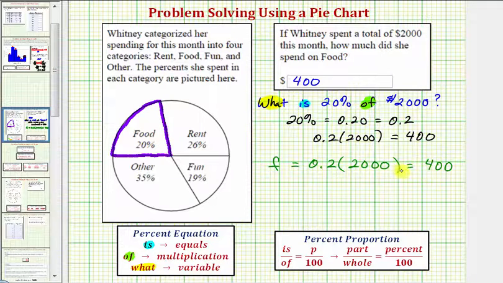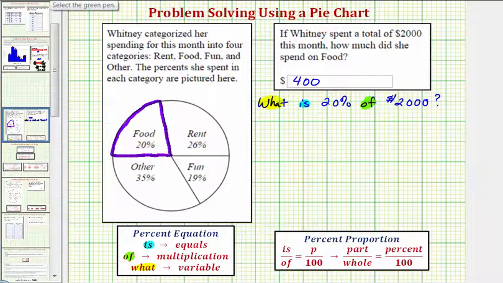Now let's also set this up using our percent proportion. For the percent proportion, we can also use keywords. We can write is over of equals p over 100, where p would be the percent. But we can also think of this as the part compared to the whole must equal the percent compared to 100. So we know we'd have a proportion, and because we're given the percent is 20%, this ratio here would be 20 to 100.